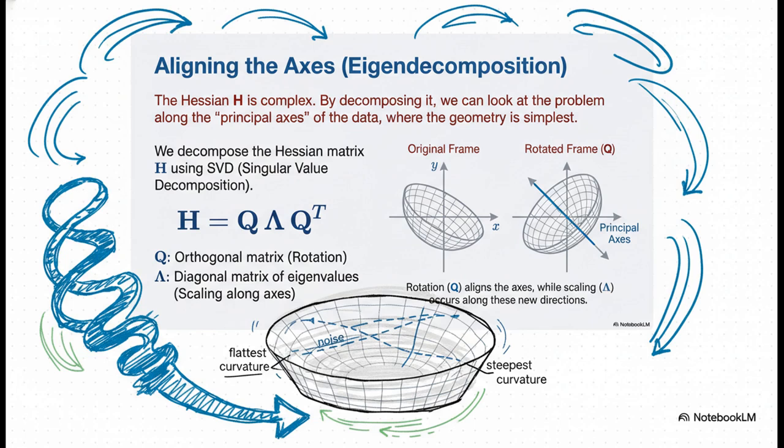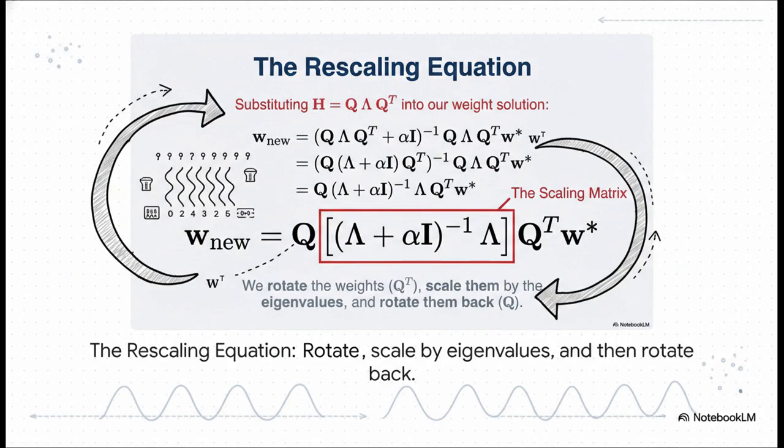Now, looking at this bowl from just any random angle can be super confusing. So we use this really powerful technique called eigendecomposition to simplify our view. You can think of it like grabbing the bowl and rotating it until we find its natural axes. The directions where it's steepest and the directions where it's flattest. By looking at the problem from this new, much simpler perspective, we can finally see what's really going on. And when we plug that simplified view back into our math, we get this, the rescaling equation. This, my friends, is the master formula we've been hunting for.